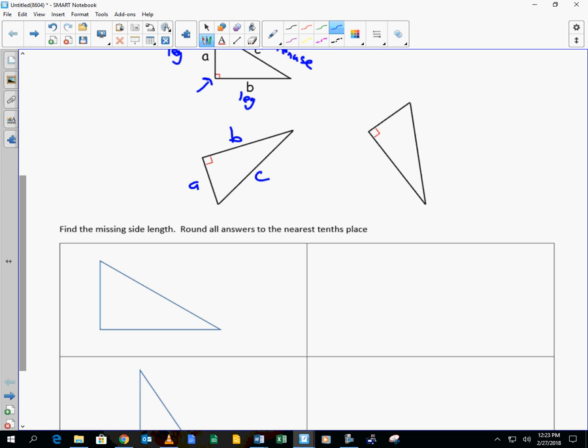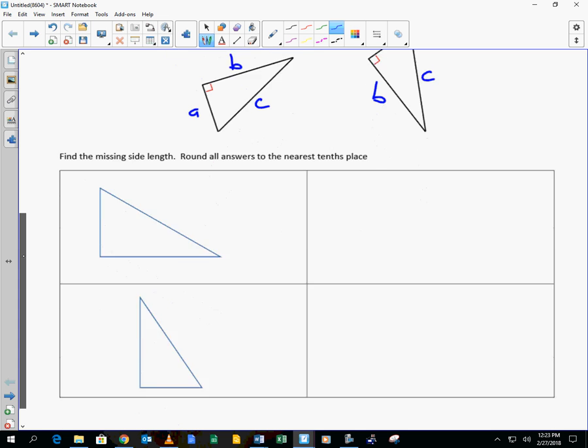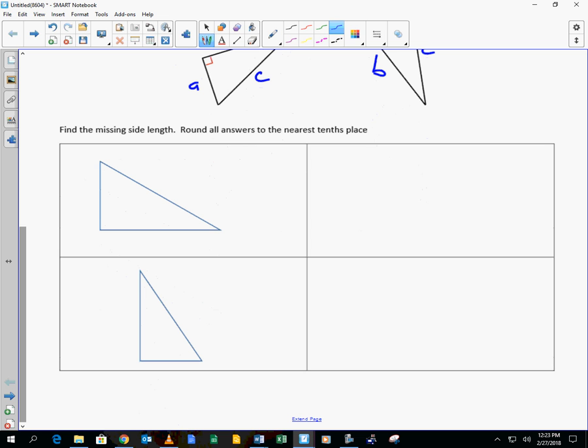How about this one? Did you call this C? This one. Yep, that's the longest side. It's opposite the 90-degree angle. You can call the other sides A and B. So every time we get a right triangle, we first want to label it A, B, and C. So this is A, this is B, this is C, this is my 90-degree angle.